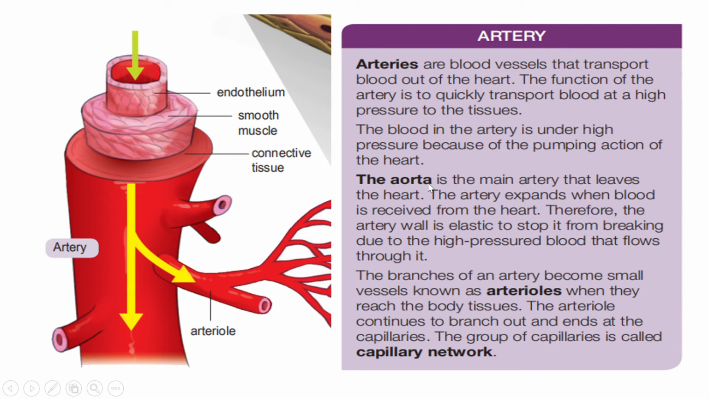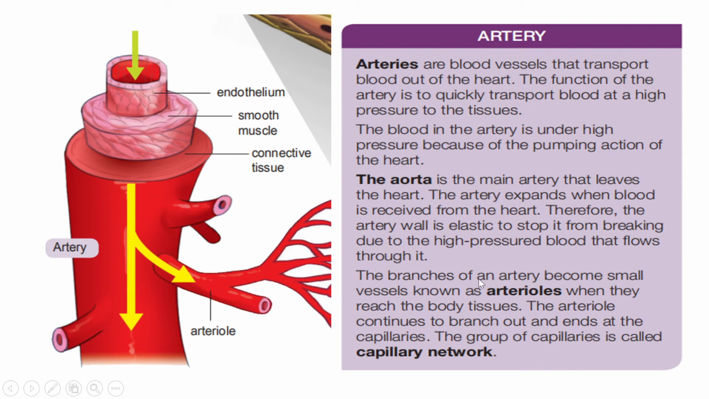And there we have this aorta, which is the main artery that is leaving the heart. So the artery will expand when blood is received from the heart, and therefore you can have this pulse rate. You can feel the pulse rate at our wrist. Therefore the artery wall is elastic. It is elastic to stop it from breaking because of the high pressured blood that flows through it.